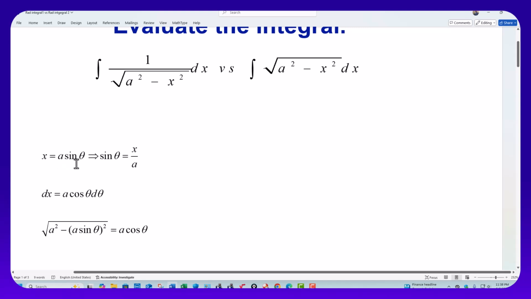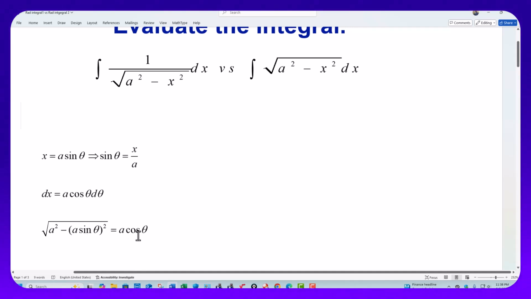x equal to a sine theta, which implies that sine theta is equal to x over a. Then dx, taking the derivative here, derivative of sine is cosine, so we get a cosine theta d theta. We plug in the value of x into the radical here, and we get a squared sine squared theta. Factor out the a squared, and we get 1 minus sine squared theta in the radicand times the a squared. But 1 minus sine squared theta is cosine squared theta. Take the square root, we get a cosine theta.